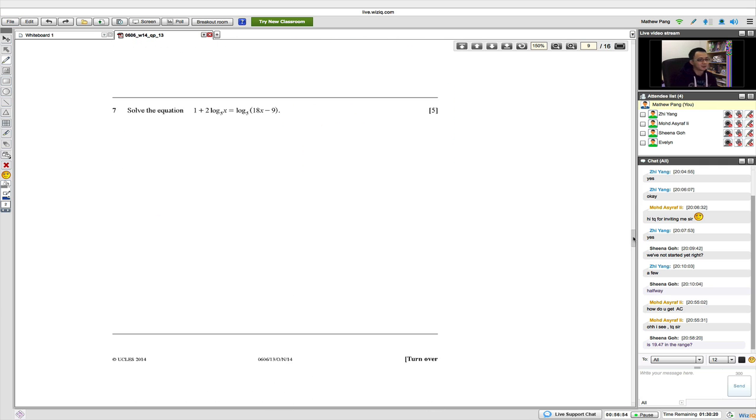So we'll go to question 7. The question asks you to solve the equation. Basically, you need to solve this log. And I mentioned many times already, whenever you see log with a bracket, you never expand it to become log 5 18x minus log 5 9. This is very wrong, because for a log with plus or minus inside the bracket, you cannot expand it. You cannot do anything for this one. So you don't do something like this.